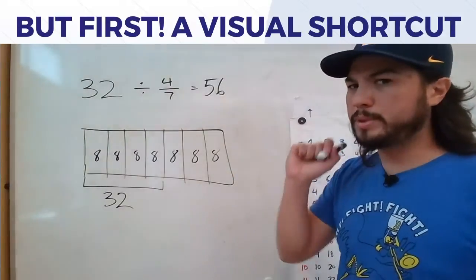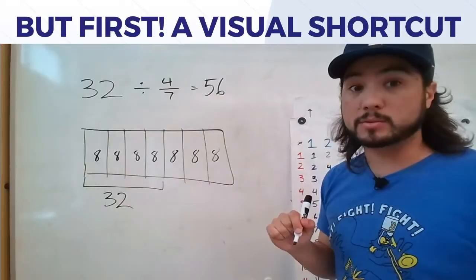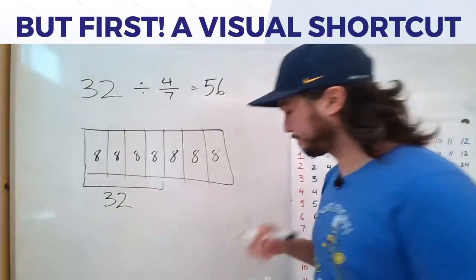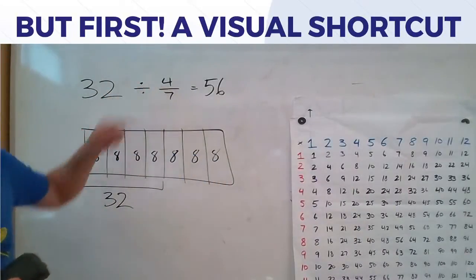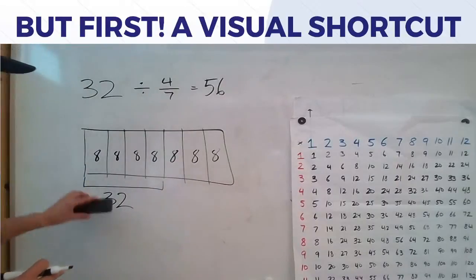So be looking for that if you have a problem like this one that's a whole number times a fraction, where the dividend divides evenly into the numerator. That tells you you can use this visual shortcut.